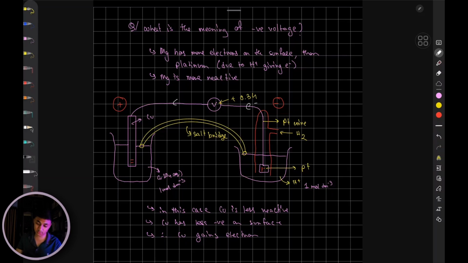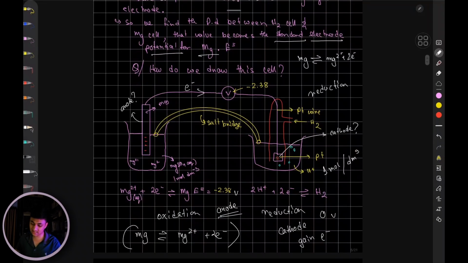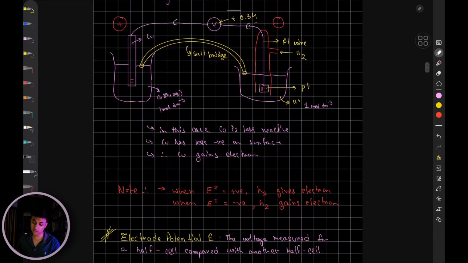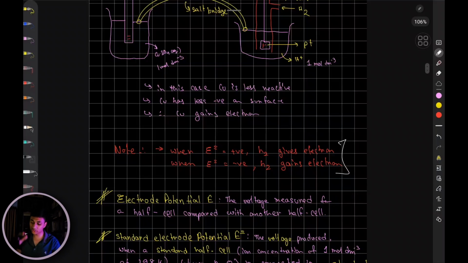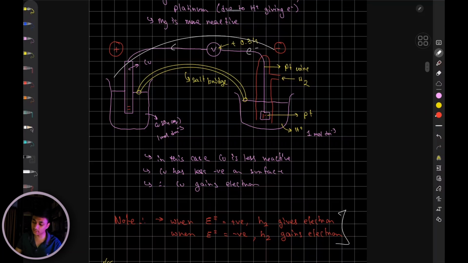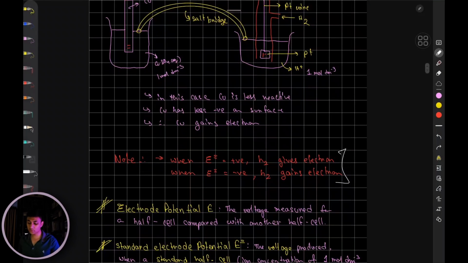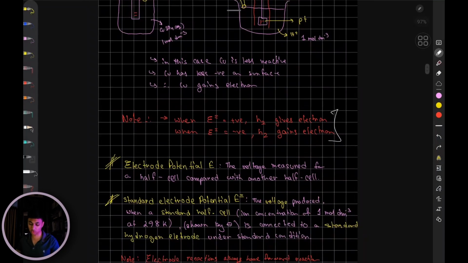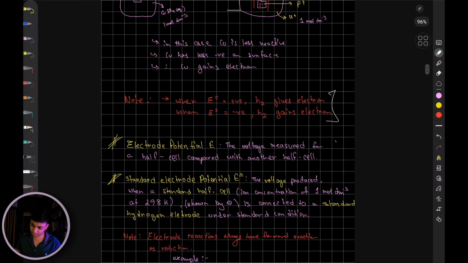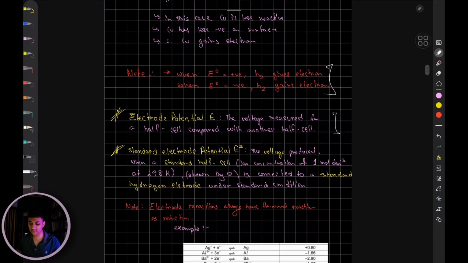Now, in previous cases, what you saw, the hydrogen ion was actually gaining electrons from the magnesium and magnesium ion half cell, which is why magnesium has a negative electrode potential. So, in summary, we can say the electrode potential will be positive when H2 gives electron. In this case, H2 is giving electron. And when the electrode potential is negative, H2 gains electron. Now, the correct definition of electrode potential is going to be the voltage measured for a half cell compared with another half cell. Now, what is the standard electrode potential?